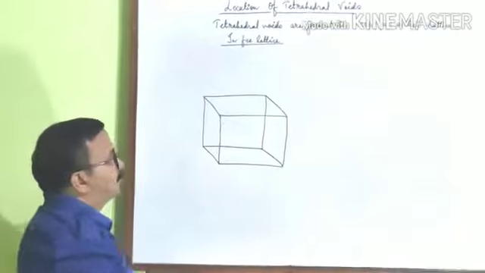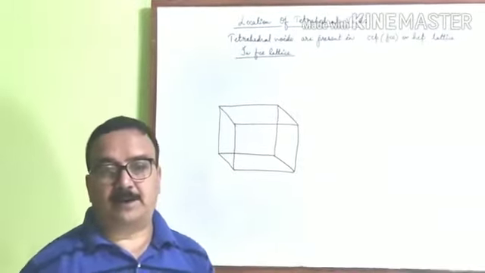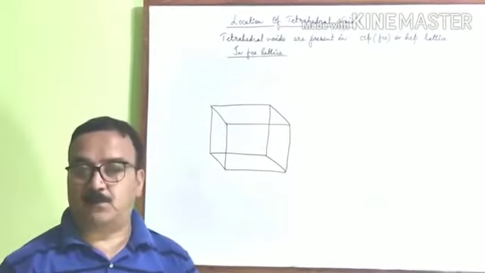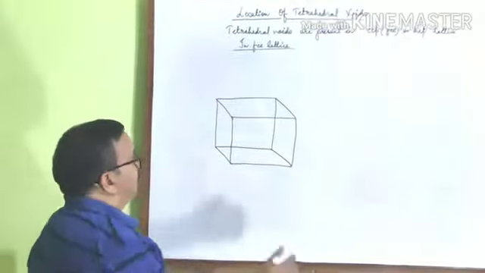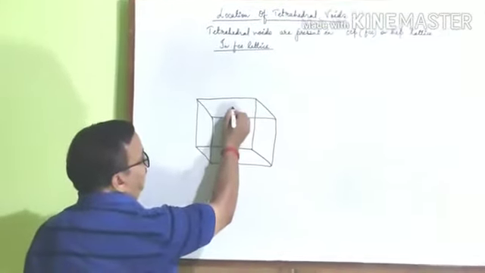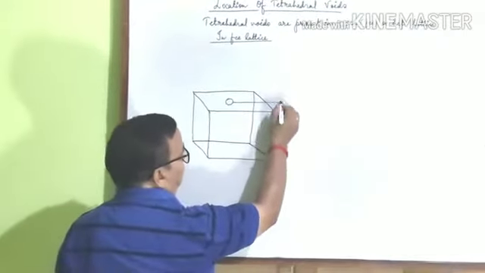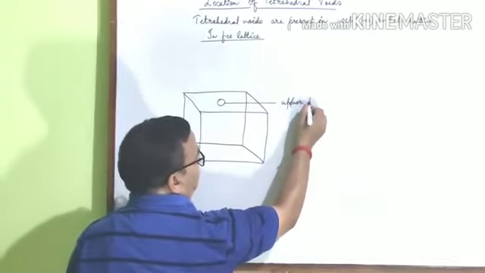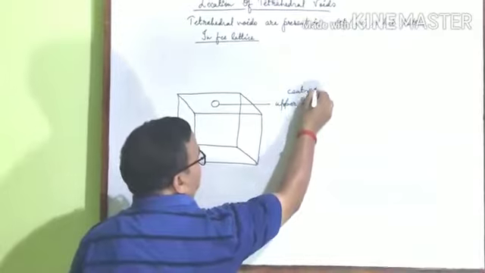Here, in the formation of a tetrahedral void, we require four spheres. So we are showing those four spheres here. The first sphere is present at the center of the upper face. This is at the center of the upper face.